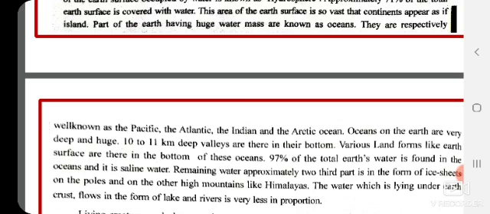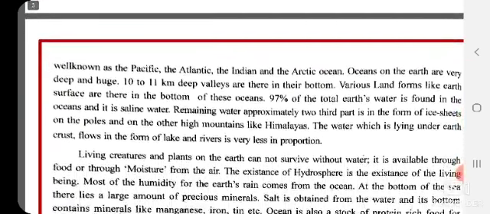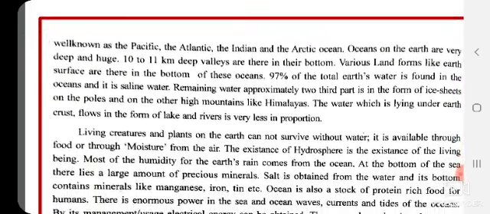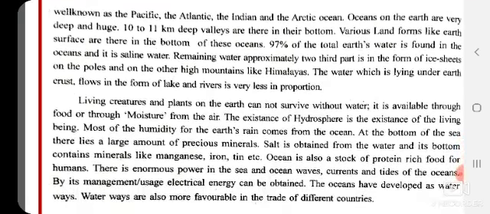We can say seas and oceans are huge in mass. They are respectively well known as the Pacific, the Atlantic, the Indian and the Arctic Ocean. These all four oceans are huge water bodies. Oceans on the earth are very deep and huge. 10 to 11 kilometer deep valleys are there at their bottom.